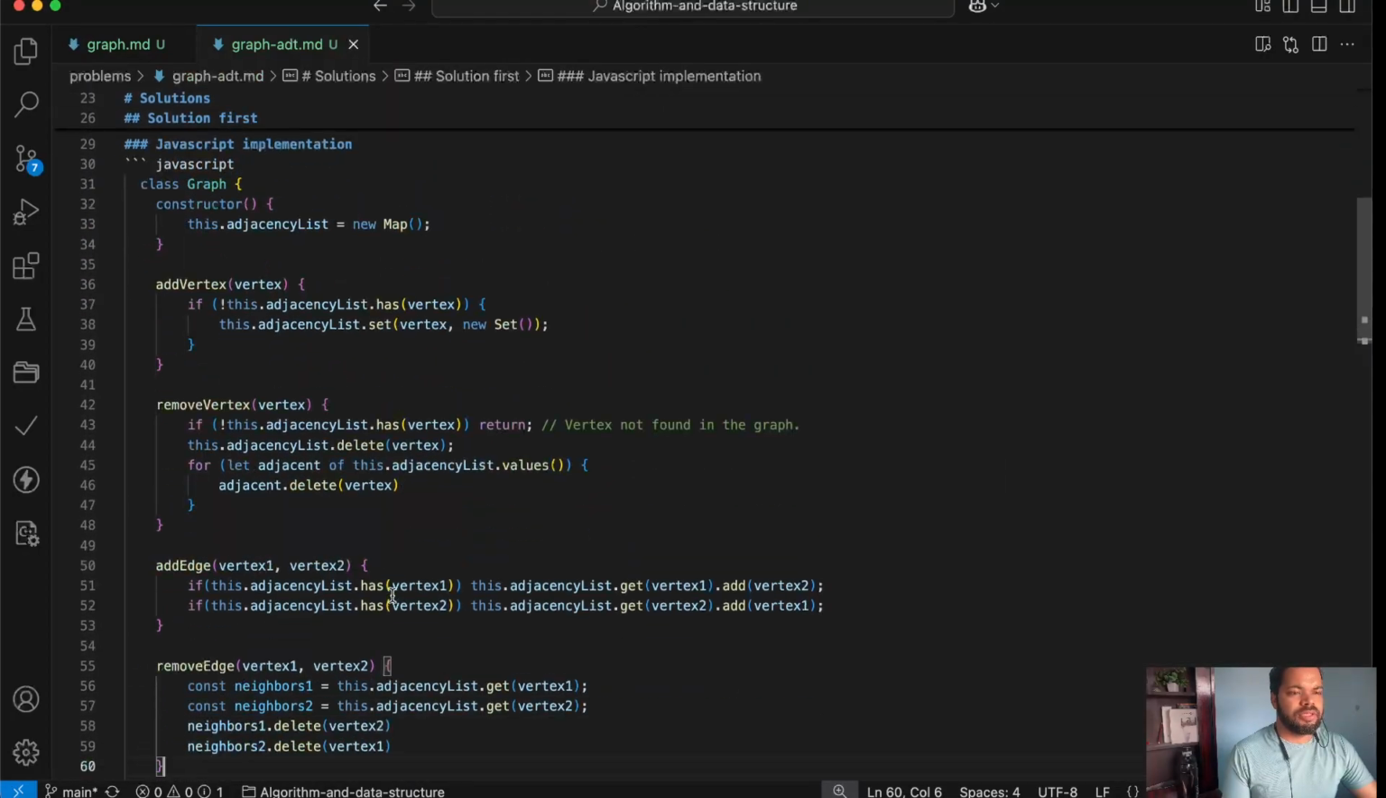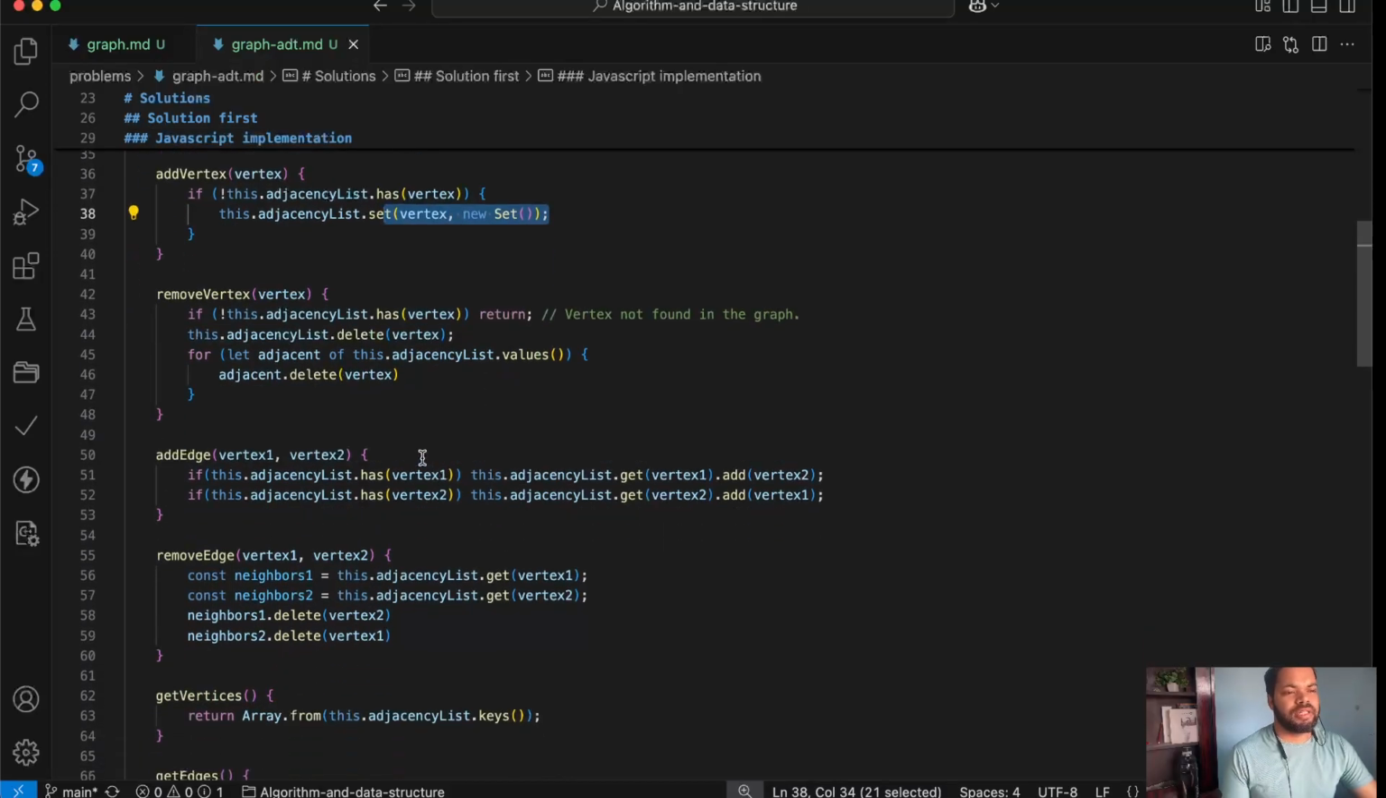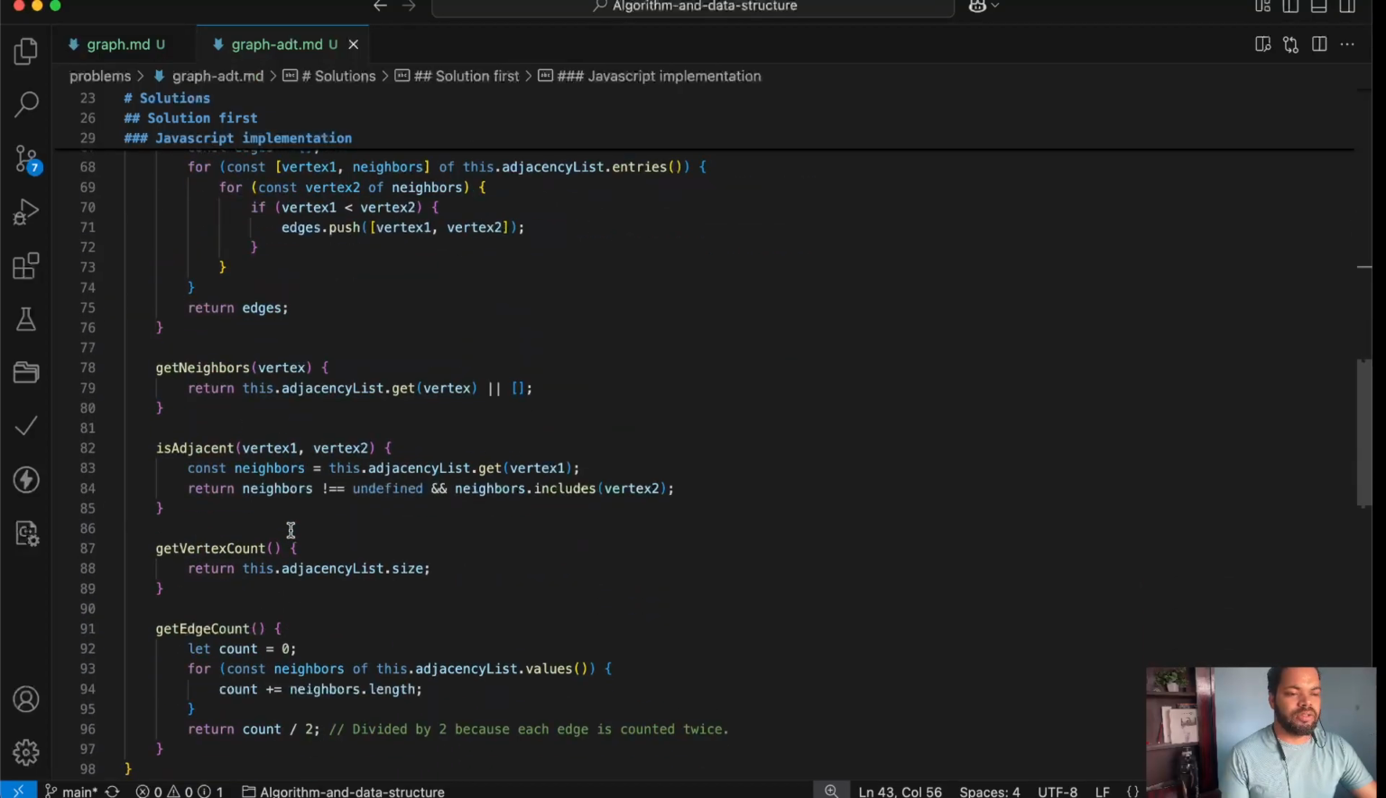If you see this, we have a graph that has this adjacency list and we are adding a vertex. If the vertex is not present, then we'll create a set adjacency list. We are not using an array, we will be using a set because it is good. It improves on duplicacy. Remove vertices: if a vertex is not present, then you can't remove it. So the graph is not found, and in similar ways we did all these.